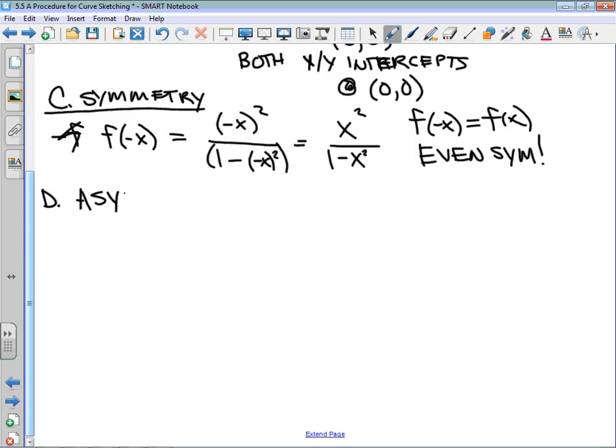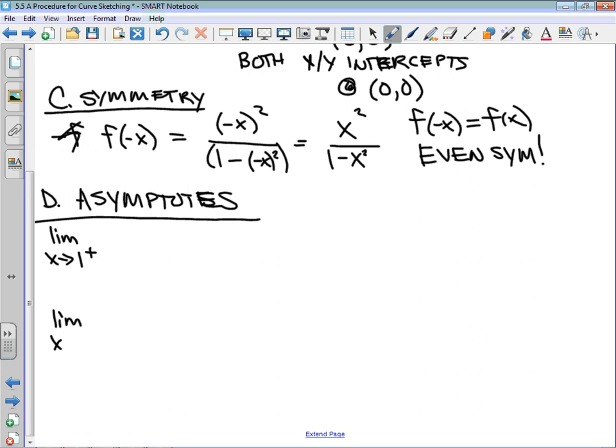All right, next up we have the asymptotes. It is very important that you consider both the horizontal and the vertical. I'm going to do vertical first, so we're going to look at the limit as x approaches 1 from the positive, the limit as x approaches 1 from the negative, and then we're also going to do the limit as x approaches negative 1 from the positive, and the limit as x approaches negative 1 from the negative. Now we're doing all these limits on the same function, x squared divided by 1 minus x squared.